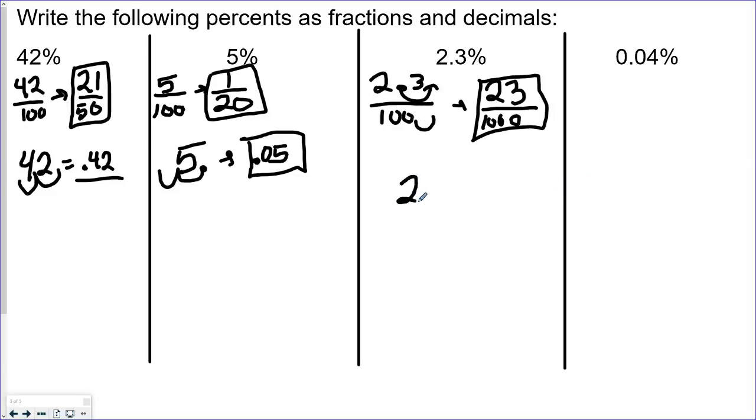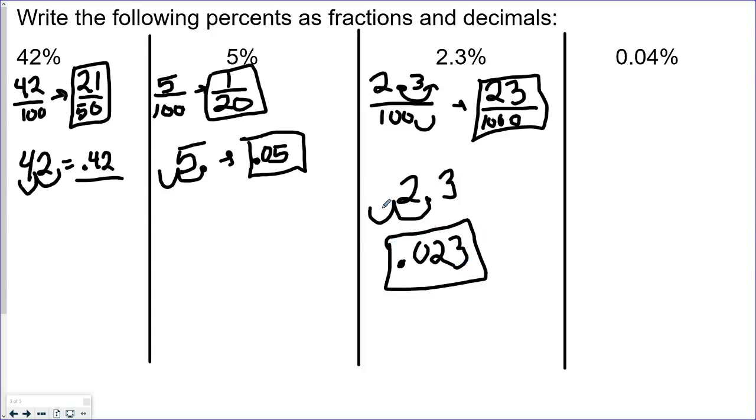What about the decimal form? Well, we have 2.3. We're going to jump it left twice this time, so 1, 2. So I have 0.023 as my decimal form. Again, empty jump means put a 0 in there.